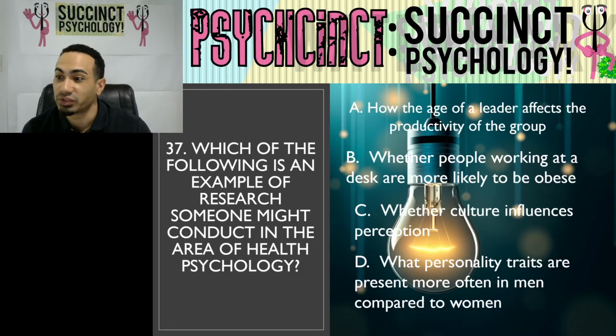And then whether cultures influence perception, well, that doesn't sound like it has anything to do with health, so probably not that either. And then option A says how the age of a leader affects the productivity of the group. That also sounds like it has nothing to do with health, because it does not. So we're left with option B, which has the word obese, which does have to do with health. So whether people working at a desk are more likely to be obese. That is the correct option.